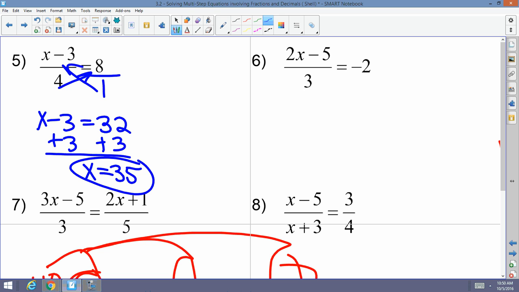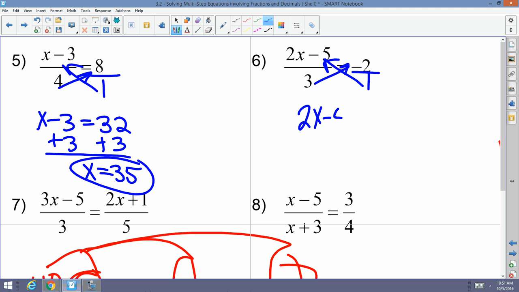Why can't you simplify the 4 and the 8? Come again? You can't simplify the 4 and 8 because they're not being multiplied. If it was x minus 3 over 4 times 8 over 1, then I can make that a 2. But then that'd be an expression, not an equation. You have an equal sign, so you cannot do that. Thank you, my brother.